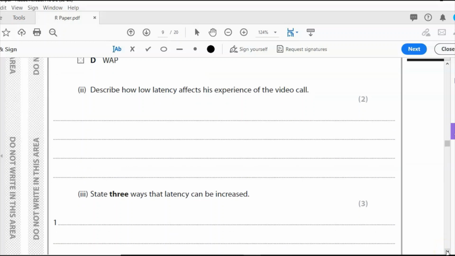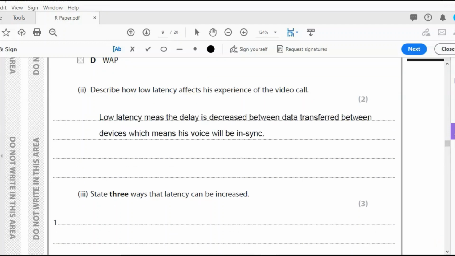2. Describe how low latency affects his experience of the video call. Low latency means the delay is decreased. If it was high latency, it would be an increase in delay. It's a decrease in delay between data transfer between devices, which means his voice will be in sync. If it was high latency, high delay, his voice will be out of sync with the video.